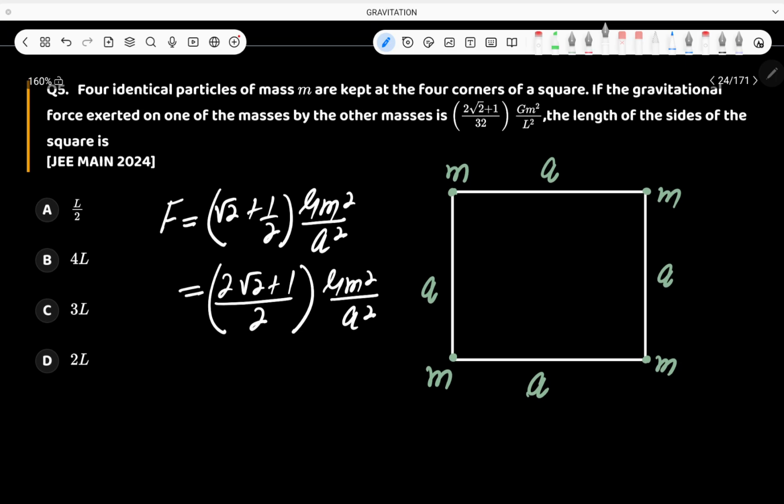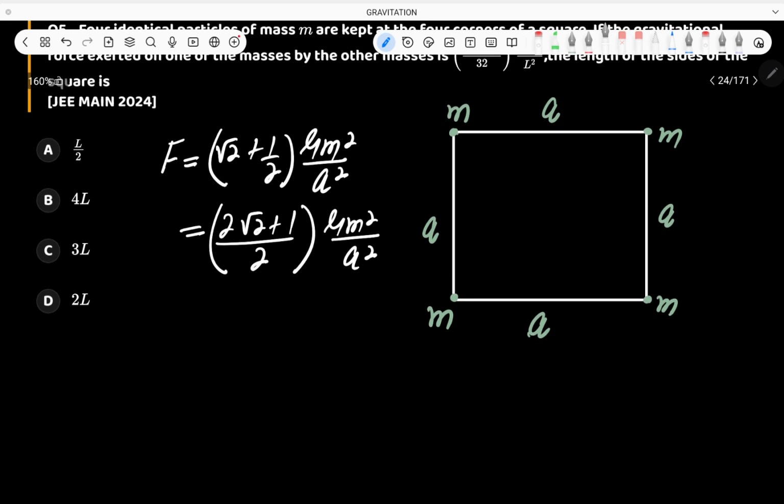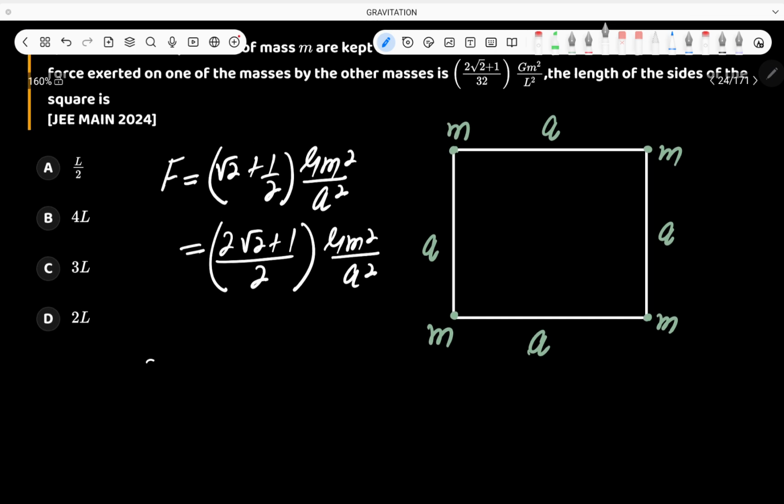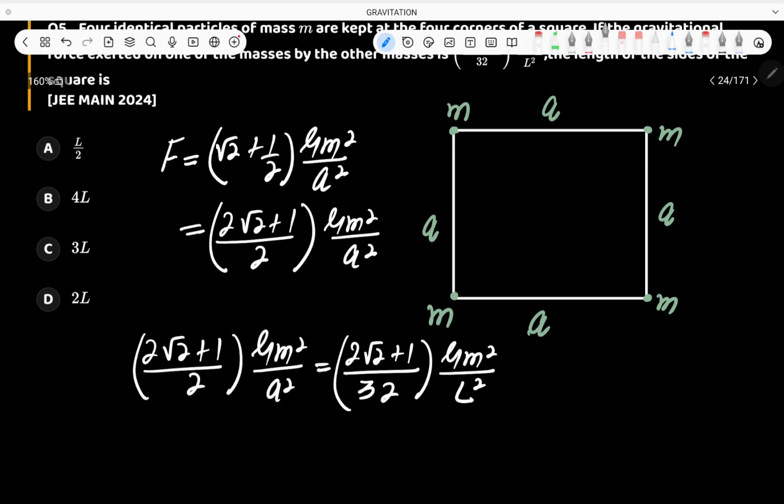Okay. Now I will do one thing, I will equate this force with this, because this is given to me, this is the force. So what I'm going to write down here is 2(√2 + 1)/2 multiplied by G m square divided by a square is equal to the force that is given in the question, which is (2√2 + 1)/32 multiplied by G m square divided by L square. Now you have a look, you will have to calculate the value of A in terms of L.